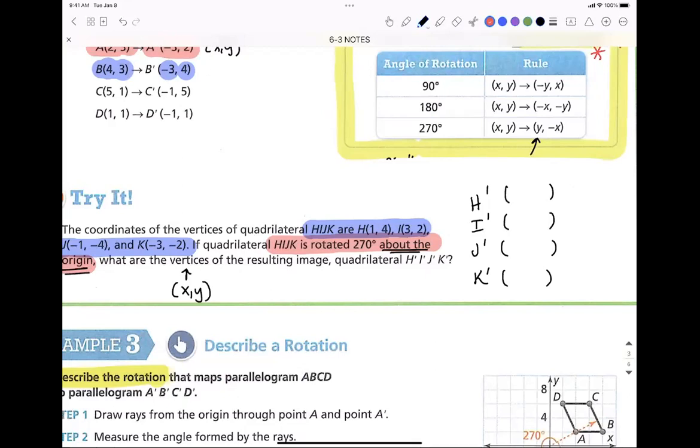So let's pull H out. Here's H right here. H is the point (1, 4), right? I just took that from right there. This is the X, and this is the Y. You have to know the degree, 270 degrees, which means we're going to come over here and use the 270 rule. That's the rule we have to use because it says right here, 270 degrees.